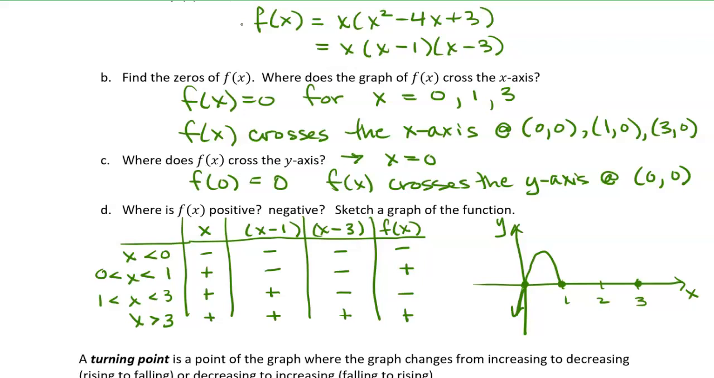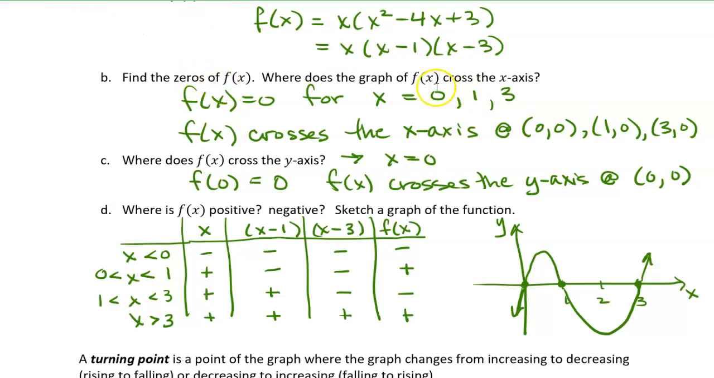But it goes positive, and then between 1 and 3, it's negative. So it's going to go something like this because it has to come back to 1, and then when x is greater than 3, it's going to be positive. So that's just the general shape of the function. This is what the end behavior would look like.